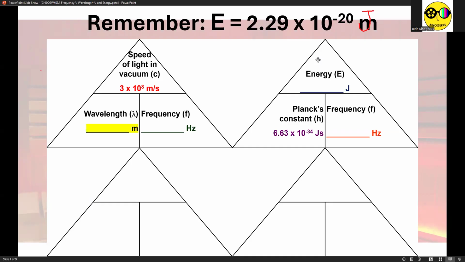Because our given value is energy, we must rely on the second pyramid formula. I put the Planck's constant first, 6.63 times 10 raised to negative 34 joule second, at the bottom left of the second pyramid. And then energy, 2.29 times 10 raised to negative 20 joule. To get frequency this time, you have energy at the top and the Planck's constant at the bottom. So we divide energy by the Planck's constant, giving you a frequency of 3.45 times 10 raised to positive 13 hertz.